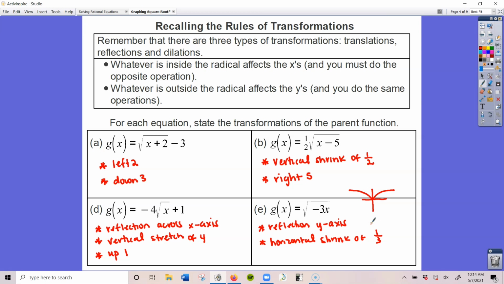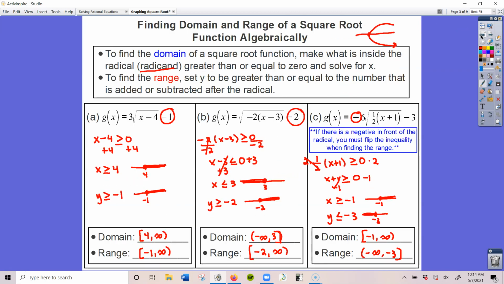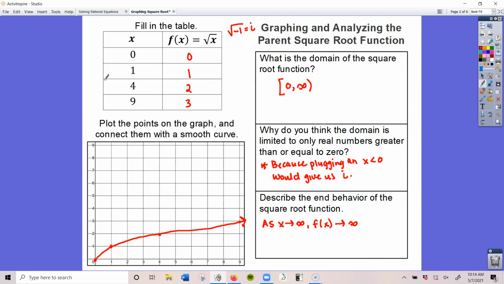Now that we've reviewed our transformations, let's look at how to graph. Here we're going to use the reference points 0, 0, and 1, 1. So as long as you know where these 2 points are, like the new ones, then you can just continue the curve. However, you can always use more points if you like, keeping in mind that any of these here, the 4, 2, and the 9, 3 are other reference points. But we're just going to use these 2, which eliminates more work for you.